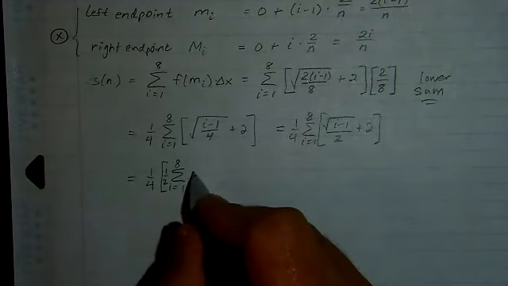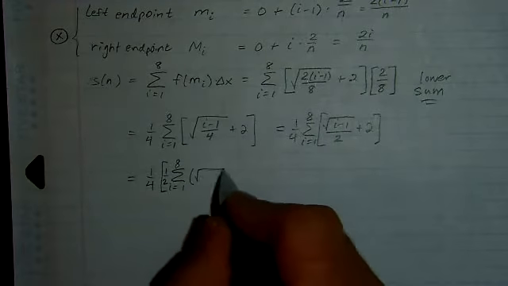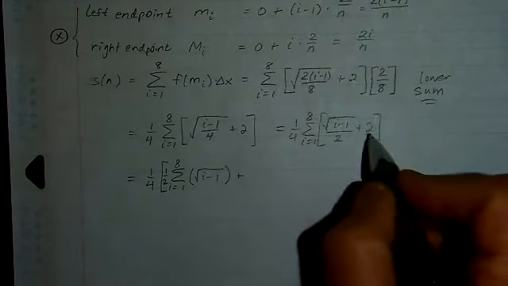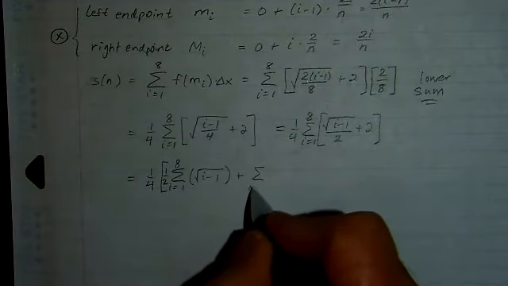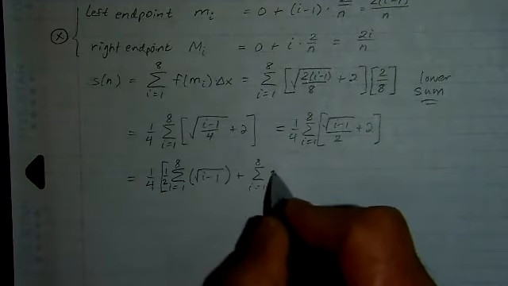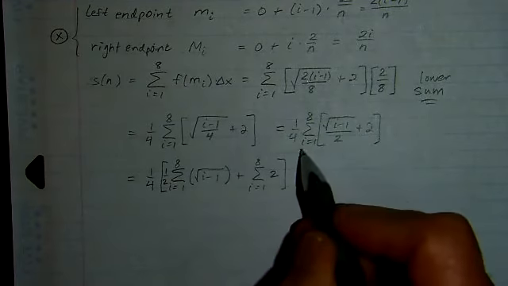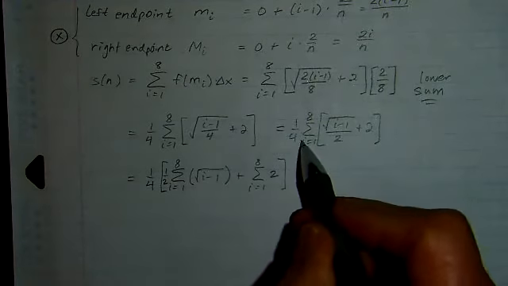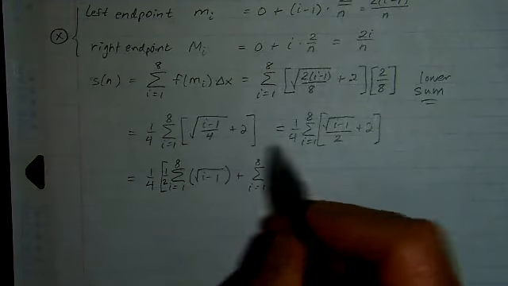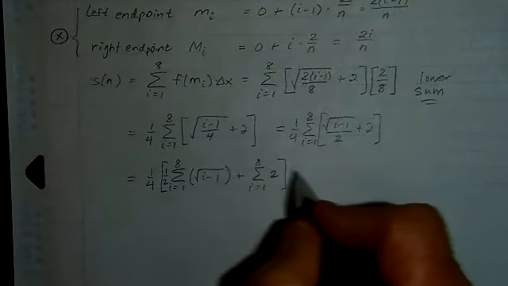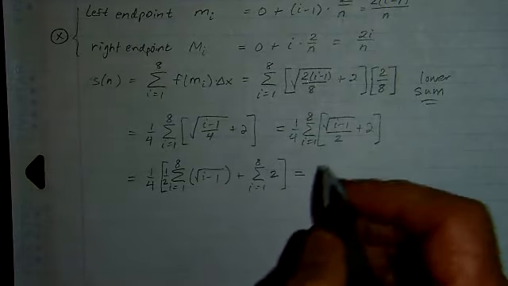And then I have the square root of i minus 1 plus the sum of just the number 2. So I just broke this thing inside because I'm adding. I can do the sum of this plus the sum of this. This 1/4 is all the way on the outside. It's multiplying times the whole thing I get here. Okay, believe it or not, we're almost done.